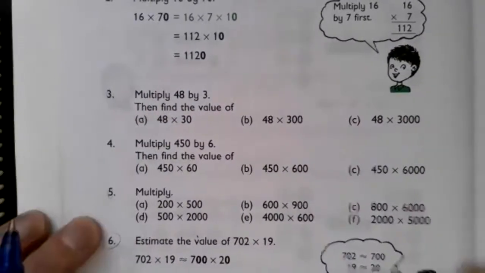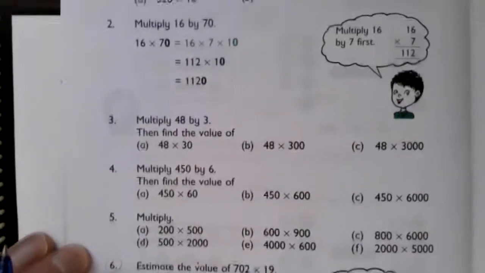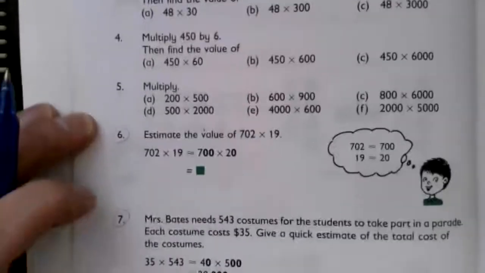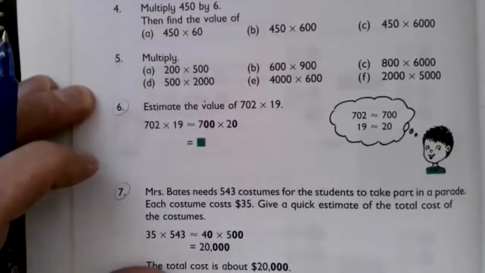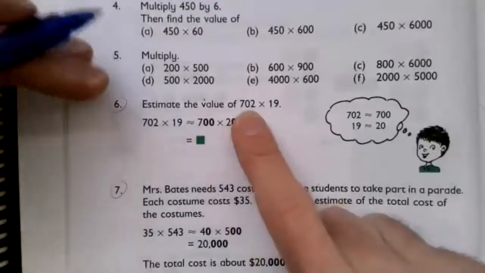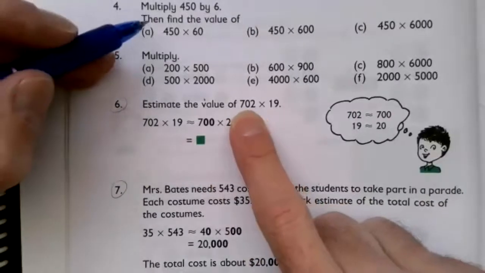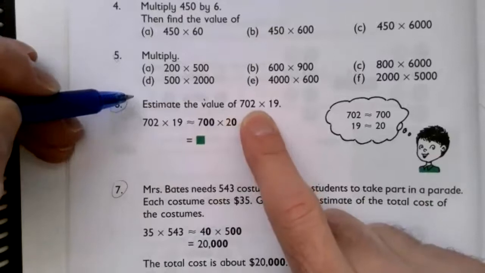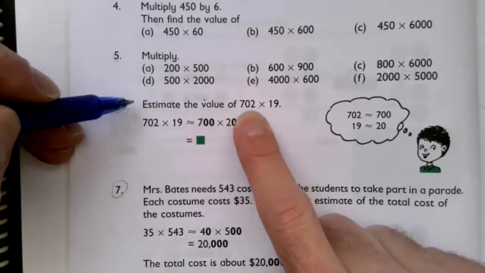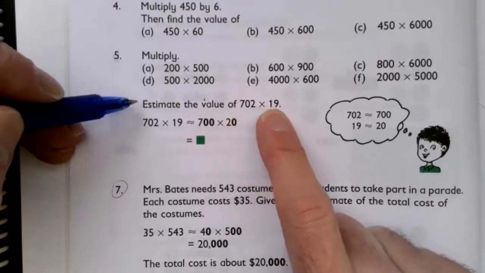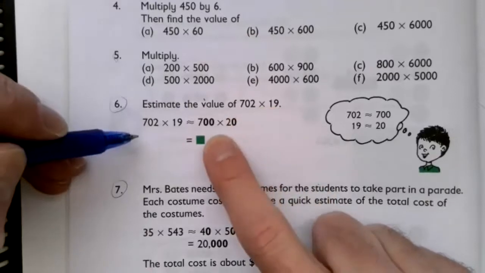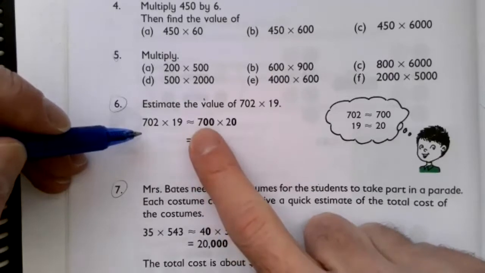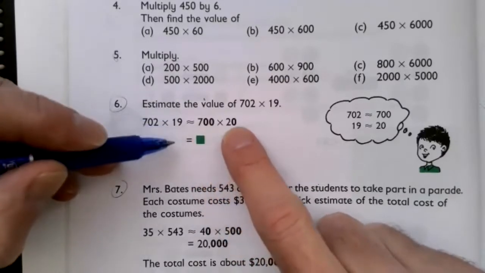Okay, they're talking about estimation with these problems, down here, estimation. And here they're explicitly asking for an estimate. They say, estimate the value of this. All right, well, 702, pretty close to 700. 19, pretty close to 20.